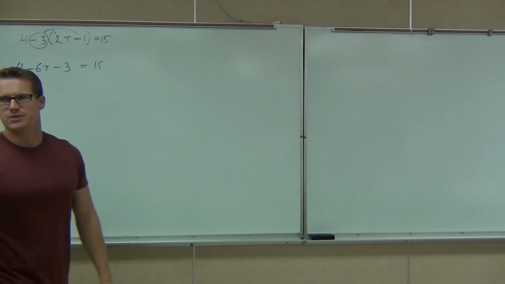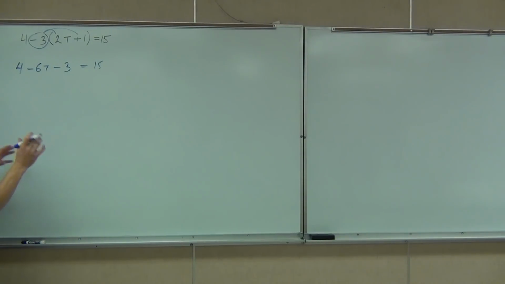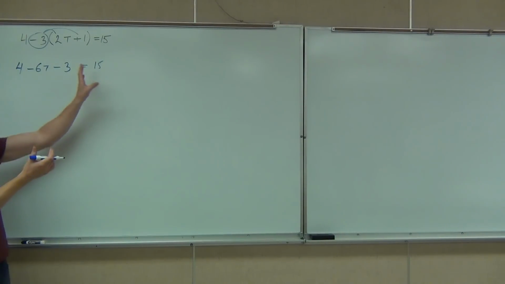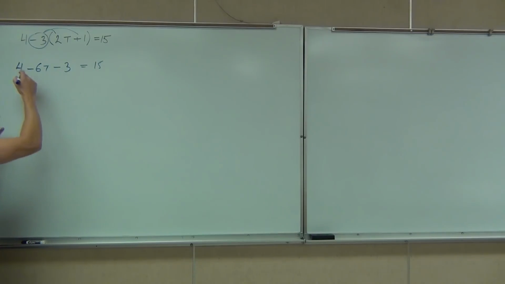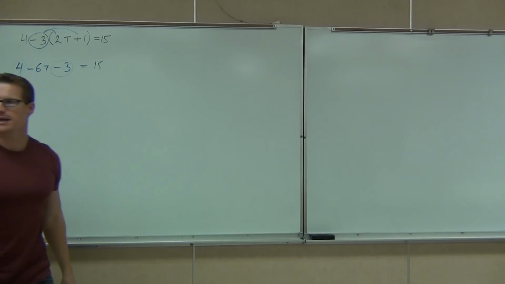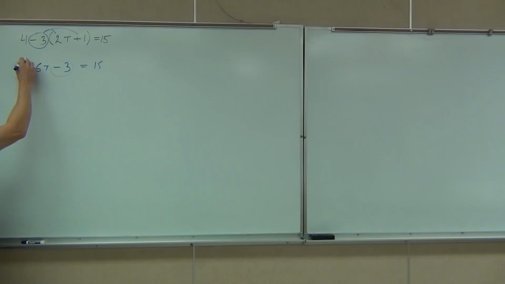Now what do we do? Combine like terms. Perfect. When I combine like terms, I'm talking about on each side. So on the right-hand side, I'm not even worried about like terms over there. There's just one number. Over here, I do have some like terms. I see the 4. I see the negative 3. If I combine 4 and negative 3, what do I get? 1. 1 and then what? Perfect.